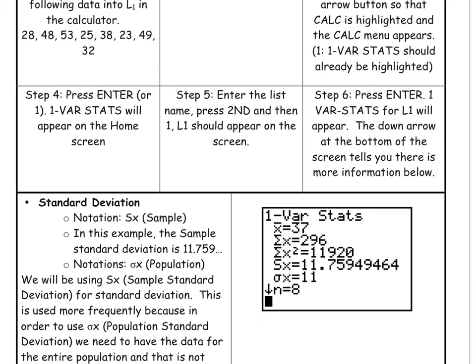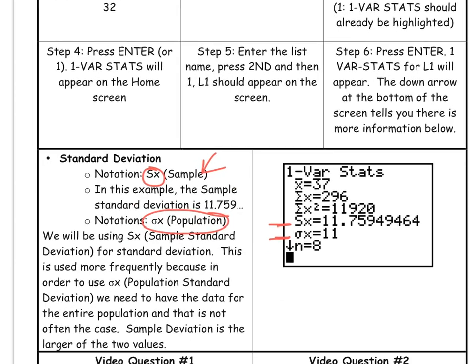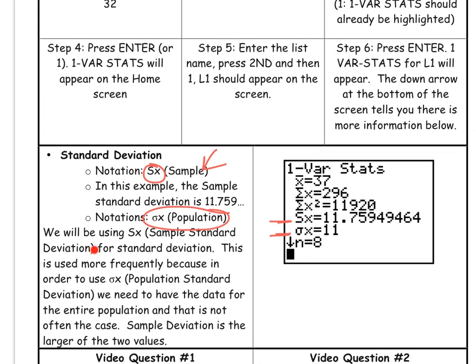And when we're looking for standard deviation, we are looking for two notations. This one, which is Sx, that's our sample deviation, and this one, which is our population deviation. And for our purposes in class, we will be using sample deviation for standard deviation. And this is used more frequently because in order to use population deviation, we need to have an entire population, and that's not often the case.